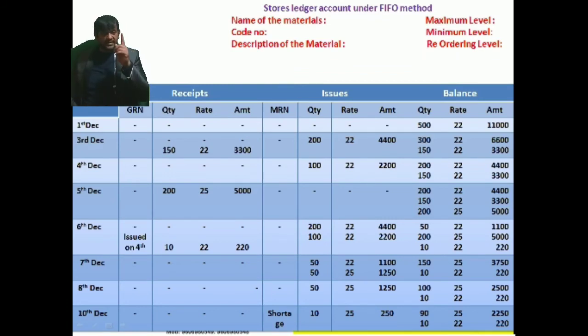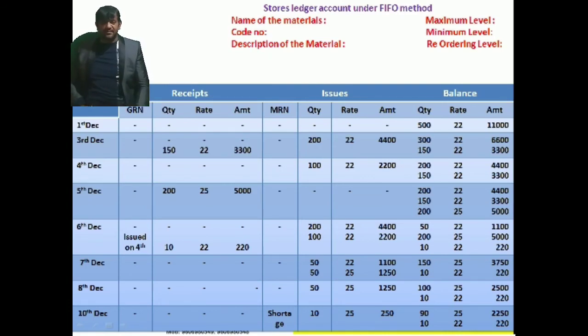And there is a return to store from the department which was issued on 4th. How many units? 10 units. So 10 units at rupees 22 each, because on 4th December issue price is 22. So I am taking that price only. So 10 units of rupees 22 each, 220 rupees. Go to the balance and enter the same. 10 units, 22 rupees, 220.